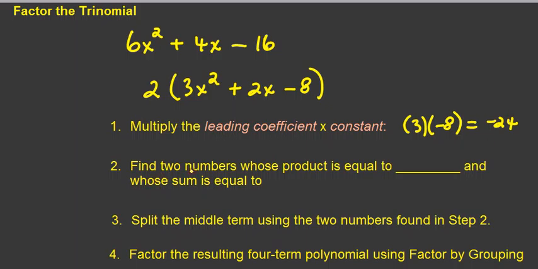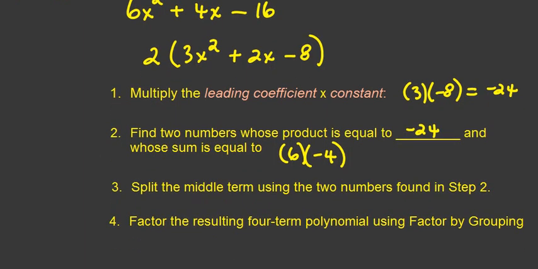And the second step is to find two numbers whose product is equal to a negative 24, the number we just found, and whose sum is equal to positive 2. That's the middle coefficient of the trinomial. Well, the two numbers that will do that for us will be a positive 6 times a negative 4. Because you multiply 6 times negative 4, you're going to get negative 24. And when you add these two together, you're going to get a positive 2.